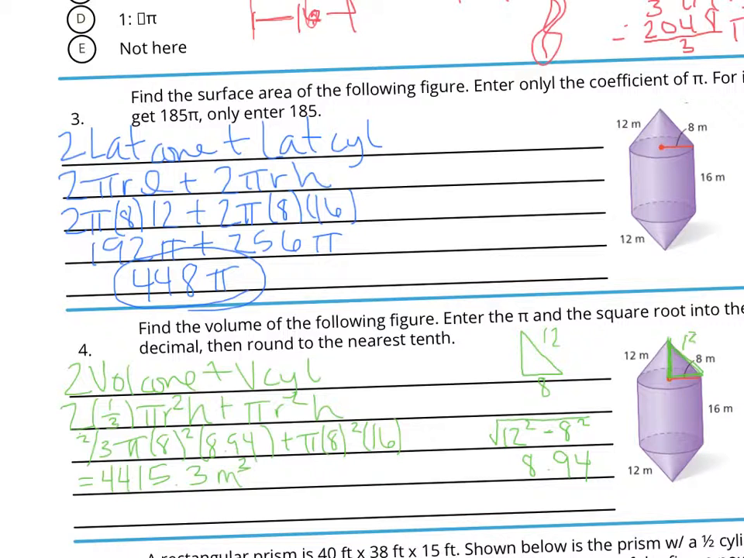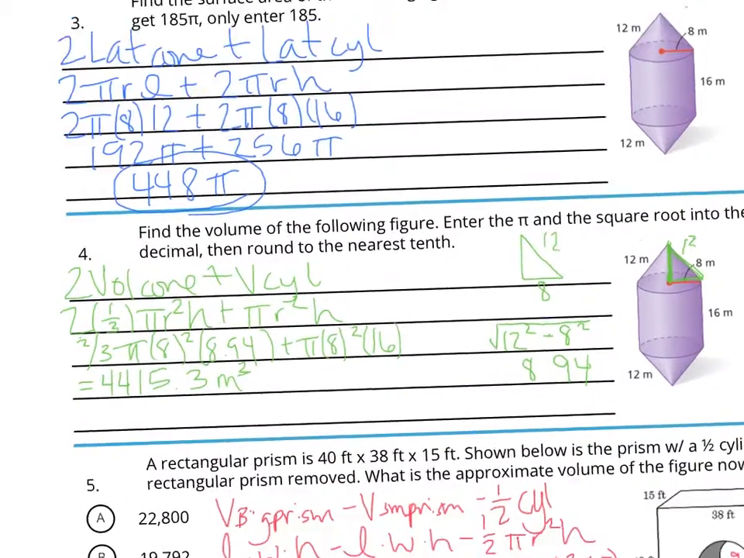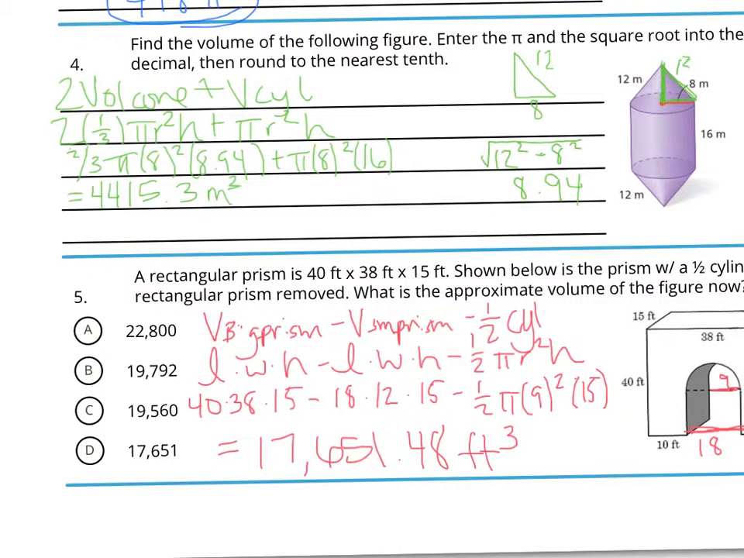And then just plug in and go. The radius is 8 and the lateral, the slant height, is 12 for the cones. The radius is 8 and the height of the cylinder is 16. These are all in terms of pi, so just tap, tap, and you get 448 pi. Same story for the volume. So I have 2 cones for the volume plus the cylinder.